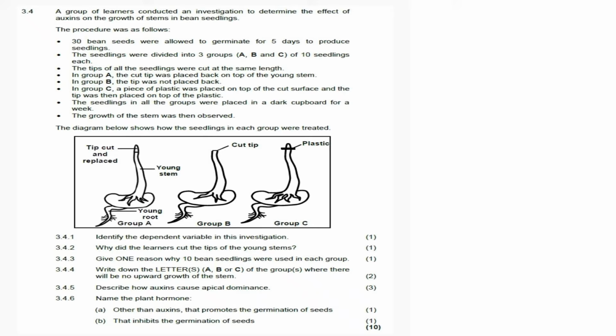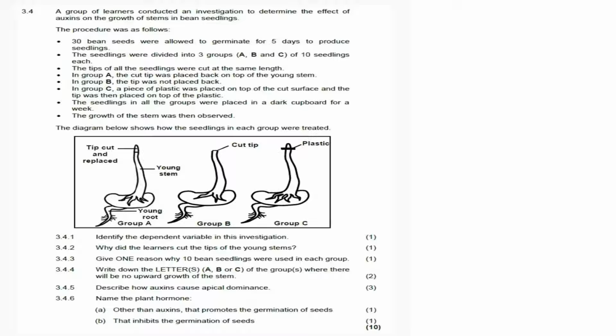Good day, everyone. This is grade 12 Life Science Paper 1 and topic responding to the environment, plants. Now 3.4, they're saying a group of learners conducted an investigation to determine the effects of auxins on the growth of stem and base seedlings.